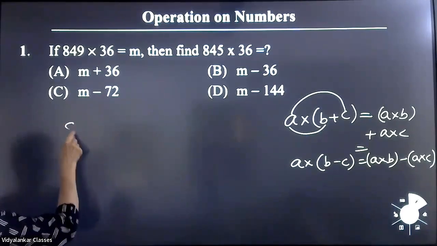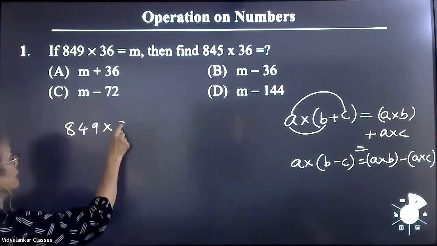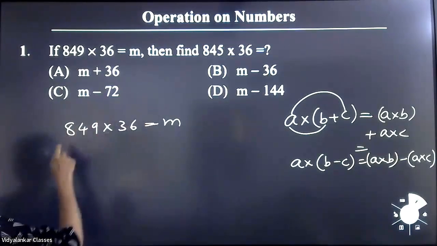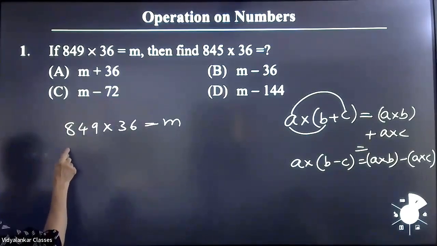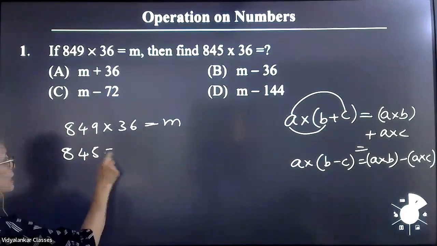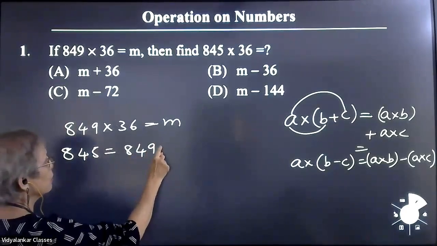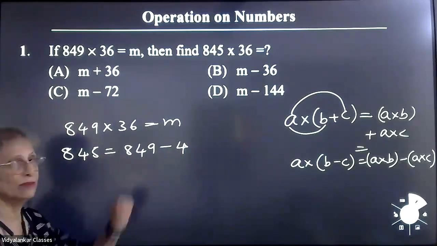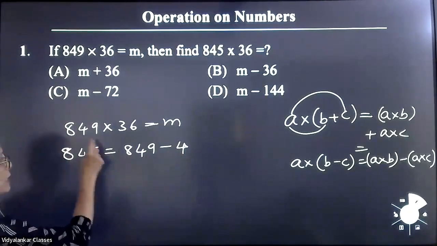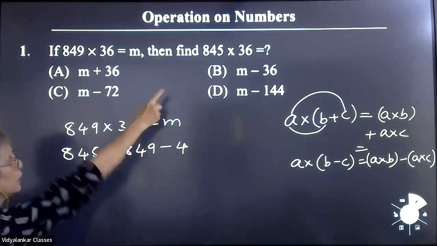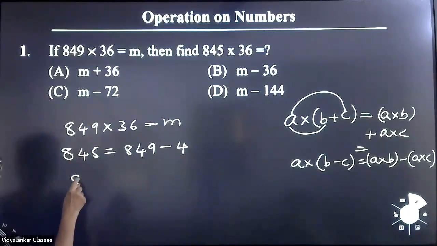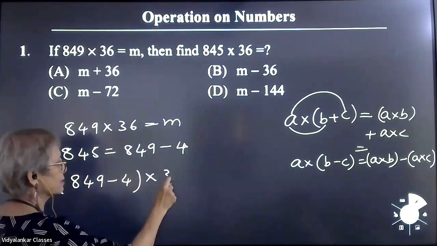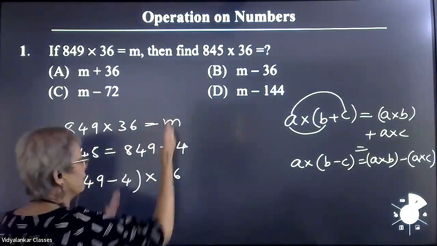The given is 849 into 36 equal to m. Now let us write this 845 here instead of this. How can we write this? 845 is equal to 849 minus 4. So 845 is 849 minus 4. So instead of 849, we will write this to get 845. So here I will write 849 minus 4 into 36. So this is what is 845 into 36.